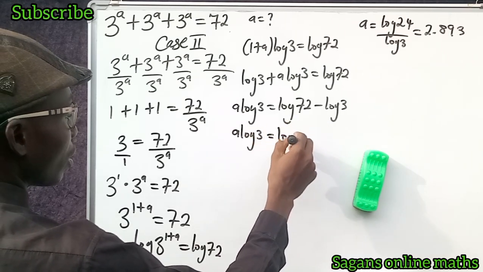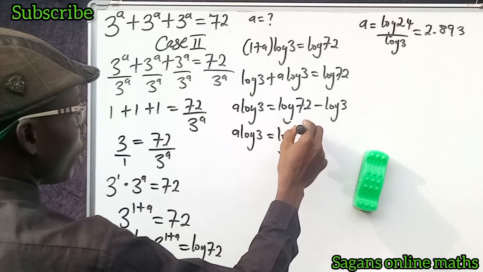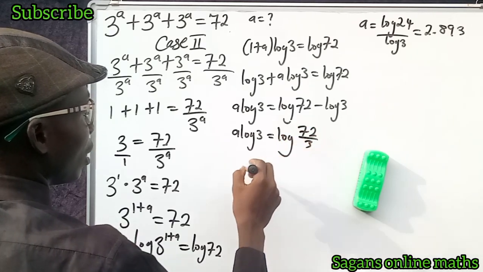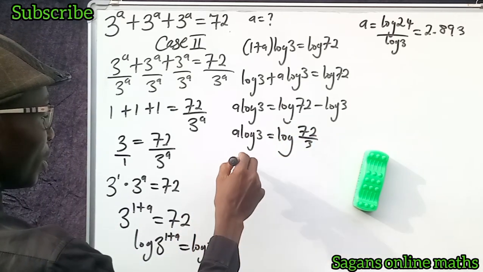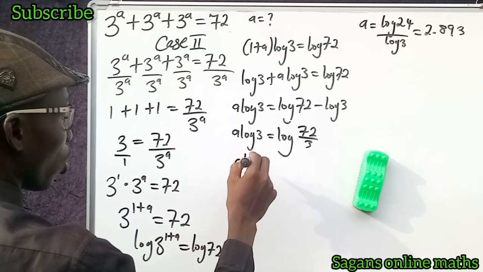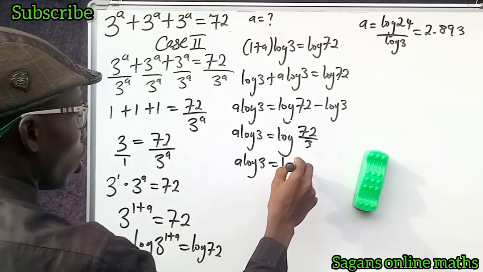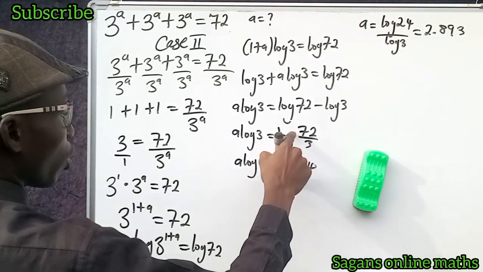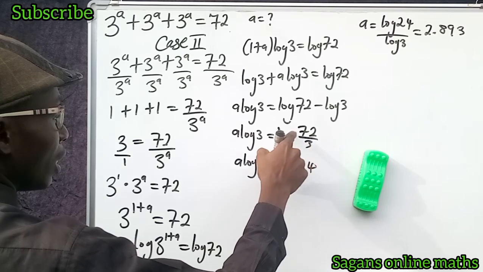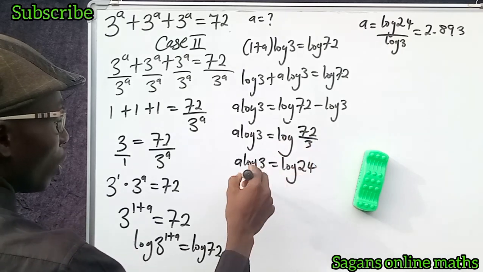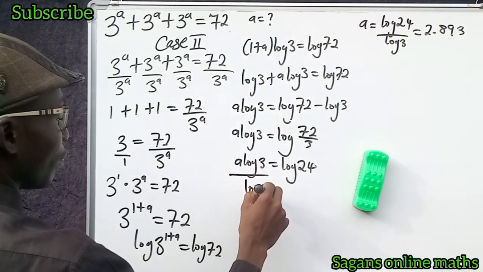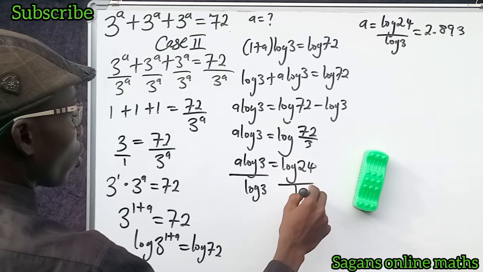It means that a multiplied by log 3 is equal to, obeying the properties of logarithm, we can take a single log to that same base, and we divide 72 by 3. It means that log 3 is equal to log 24, because 72 divided by 3 is 24. Let's divide both sides by log 3 so that I can have the value of a.